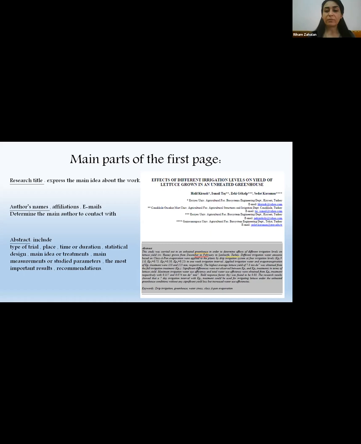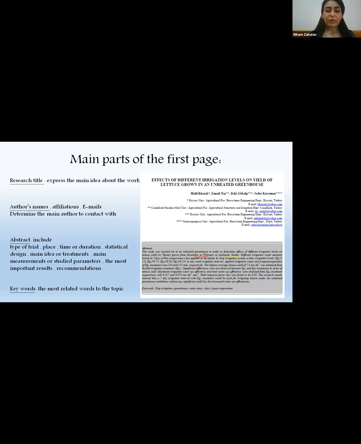For example, this paper was made in Turkey. The time, for example, it was from December to February. I should mention all of these details, the statistical design, the main idea of my work, the treatments I used, the main measurements, and the studied parameters I did. Then I need to mention the most and the unique, the most important result I get. And then I will finally put some, for example, a sentence or two in maximum for recommendation.